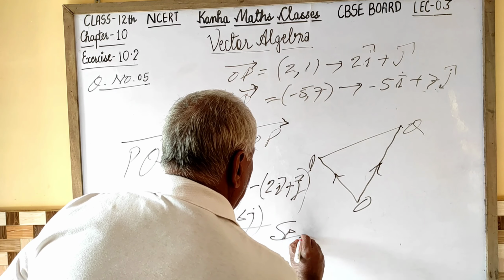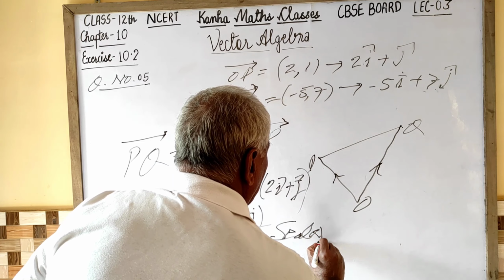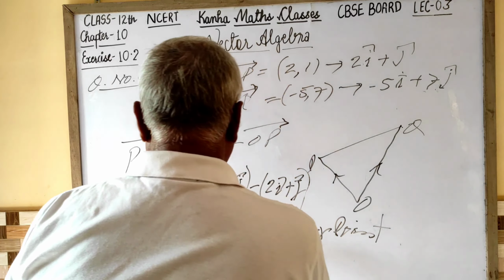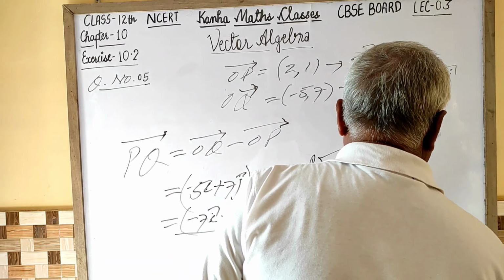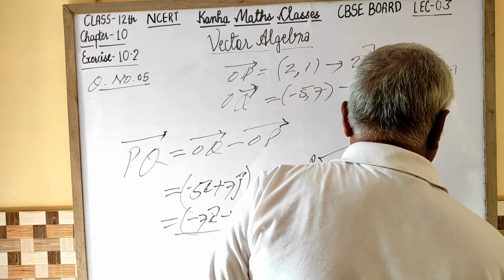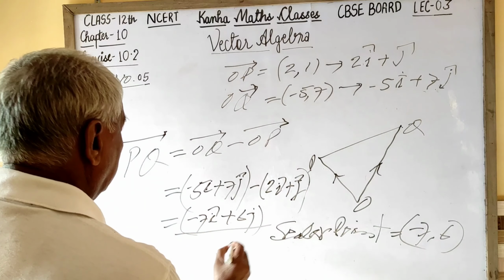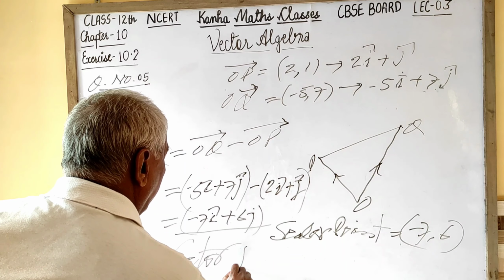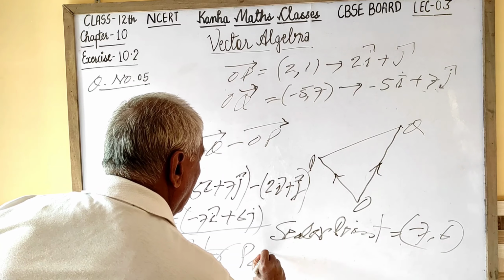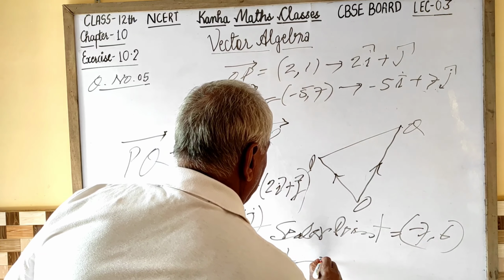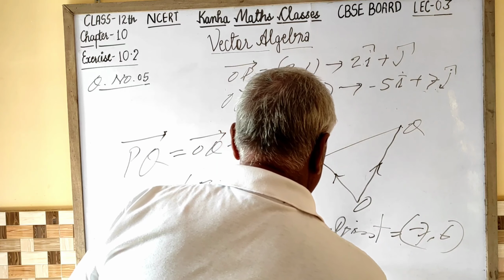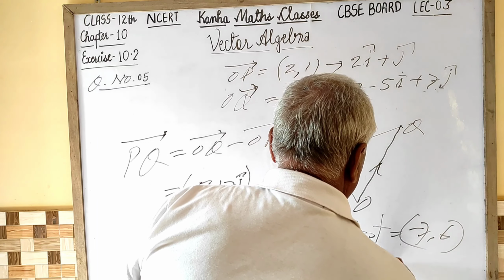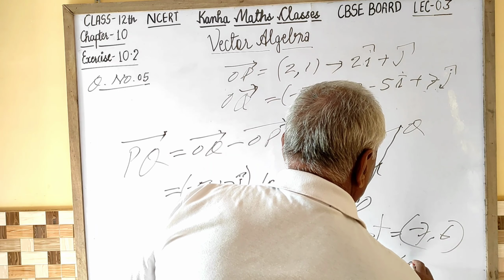The scalar components are minus 7, 6 and the vector components are minus 7i plus 6j.